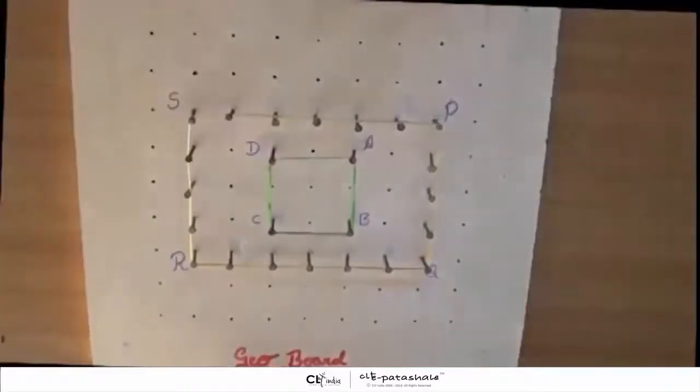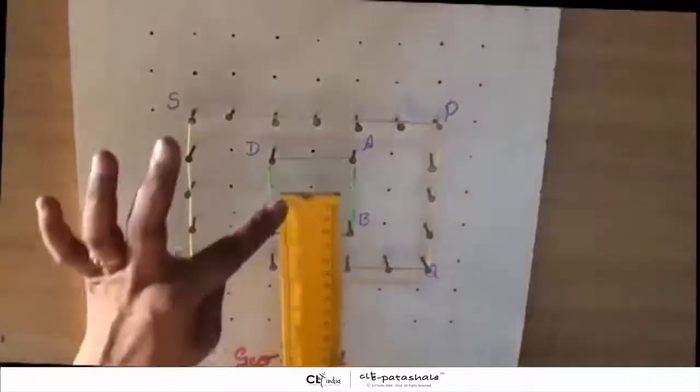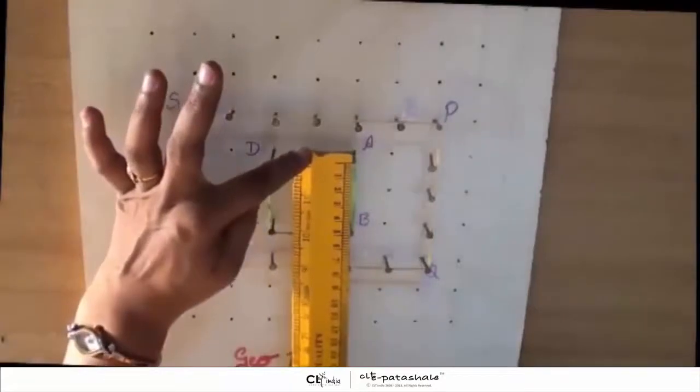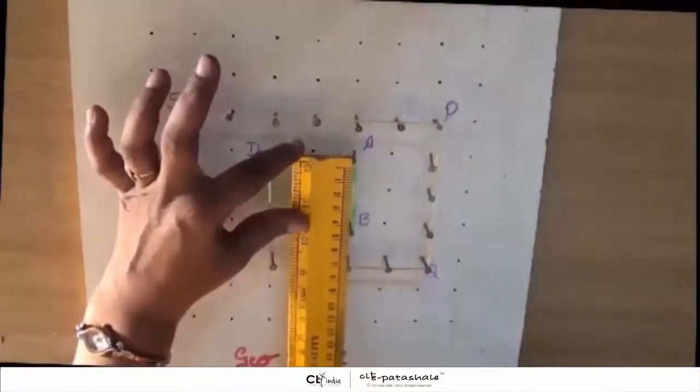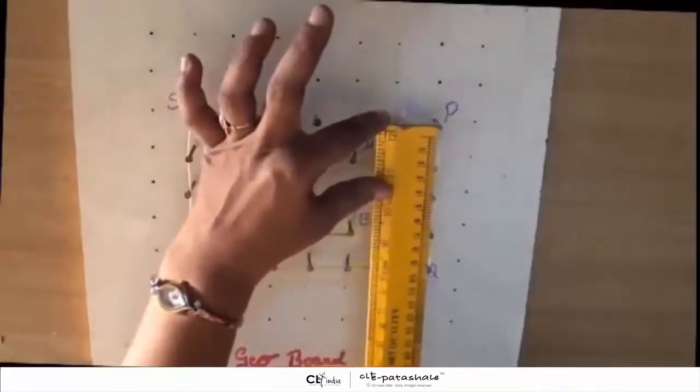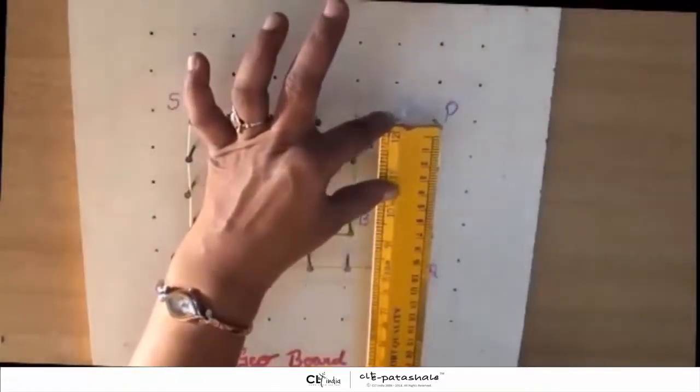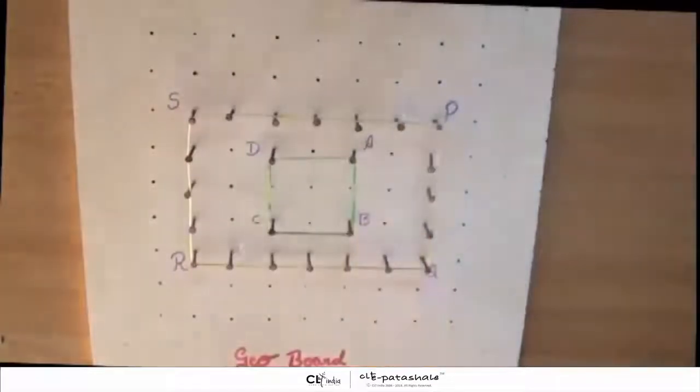Now let's measure the corresponding sides of the square and rectangle. So first we'll start with AB. As you can see, AB measures 5 cm. Now PQ, which measures 10 cm. So we'll record our observation. AB by PQ, that's 5 by 10 cm, which is equal to 1 by 2.